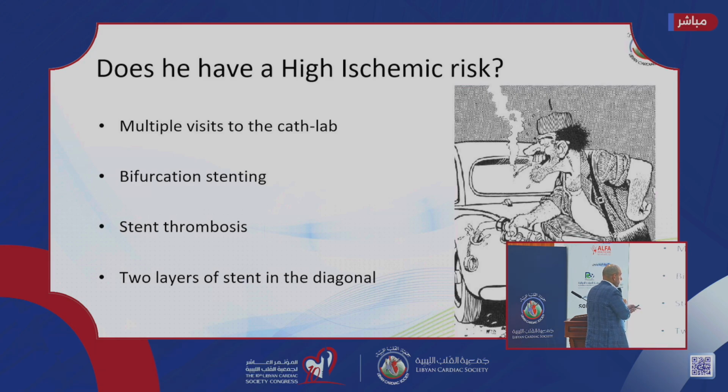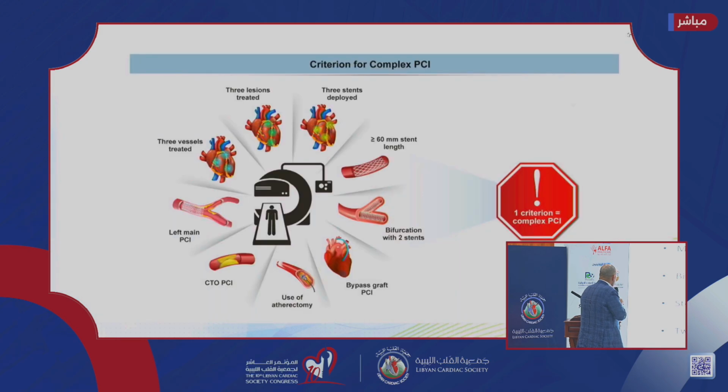So this patient that we talked about, I think everyone said he has high risk of recurrent events, has multiple visits to the cath lab, has had previous bifurcation stenting, presents now with stent thrombosis causing a lateral STEMI, and has 2 layers of stent in the diagonal. On the other hand, he's young and is not a high bleeding risk patient. So the recommendations for short DAPT might have to be modified in those who have a high risk of ischemic events or have complex PCI.